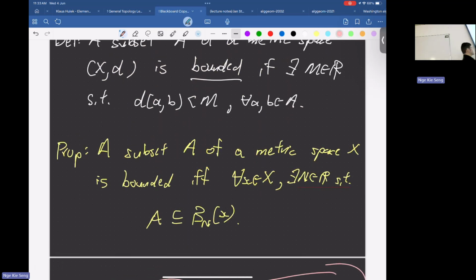So you should be able to view it from inside and outside. Very easy exercise, this one you should try. Go and use the definition, find the M. Use the triangle inequality. That's it.